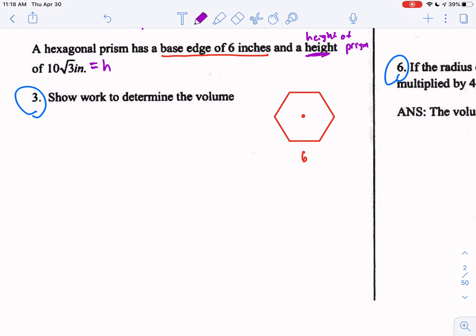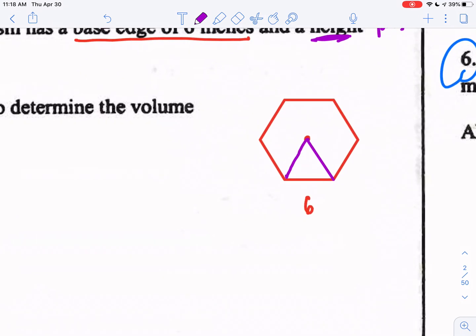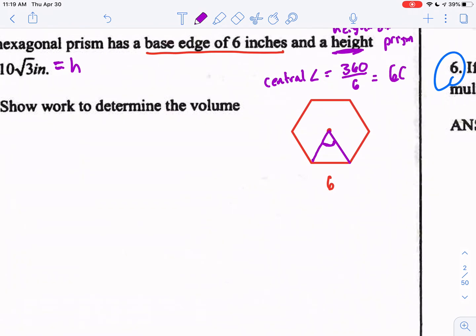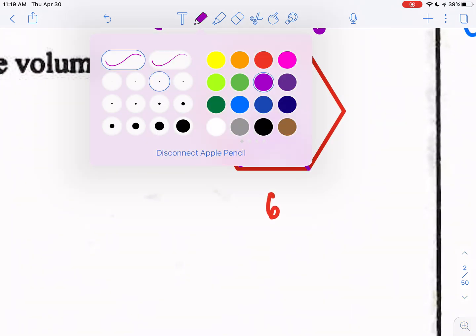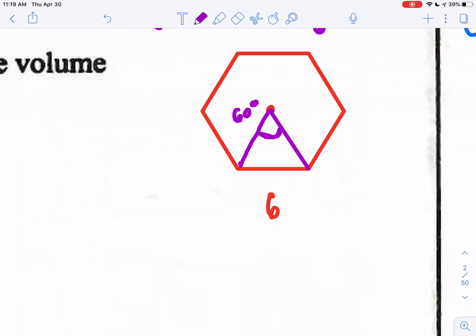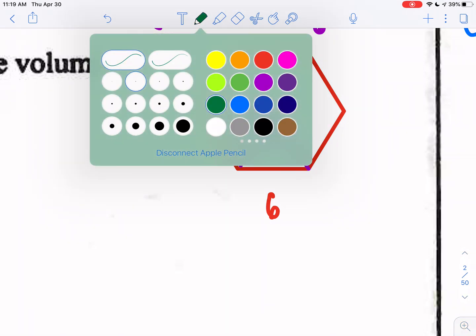Now, when we're dealing with these types of figures, you need to draw this triangle here. The throwback: we need to find the central angle. To find your central angle, it is 360 divided by how many sides? This has 6 sides, so what will that be? 60, convenient. So this whole thing is 60 degrees. That means if I cut it in half, remember the purpose of this is to cut it in half.